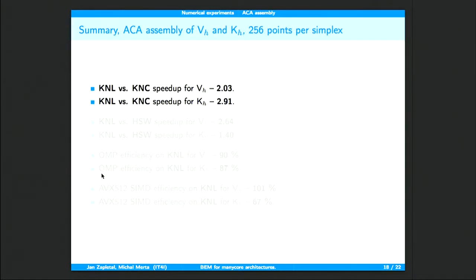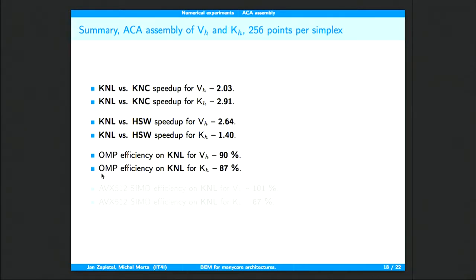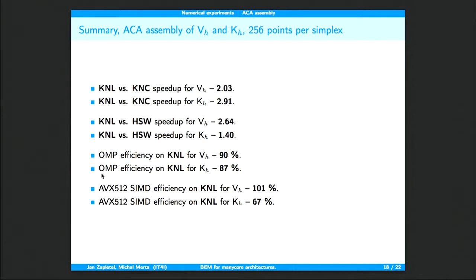Again, if I summarize, KNL versus KNC, 2 and 2.9 speedup, KNL versus Haswell, 2.6, 1.4, OpenMP efficiency about 90%, and SIMD efficiency 100% for V, and 67% for K, which I still consider reasonable.